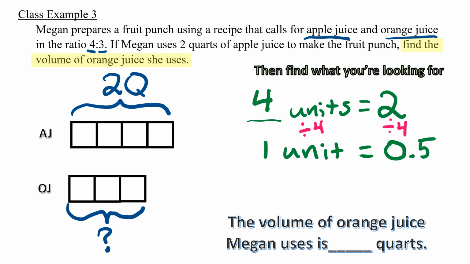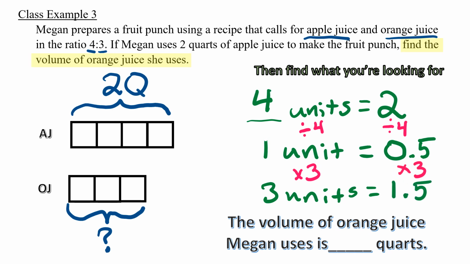Now it says find what you are looking for. Now that I know that each box is worth a half, I can simply find 3 units since the OJ is worth 3 units. So I'm going to be doing just times 3. I'll do 0.5 times 3 because each one's worth 0.5, and I get 1.5. So that is the amount of quarts that Megan uses for OJ, and that makes sense since the apple juice was 2 quarts, and this is slightly less than that. It's actually 3/4 of that amount, which turned out to be 1.5 quarts. All right, that's it. Good luck.